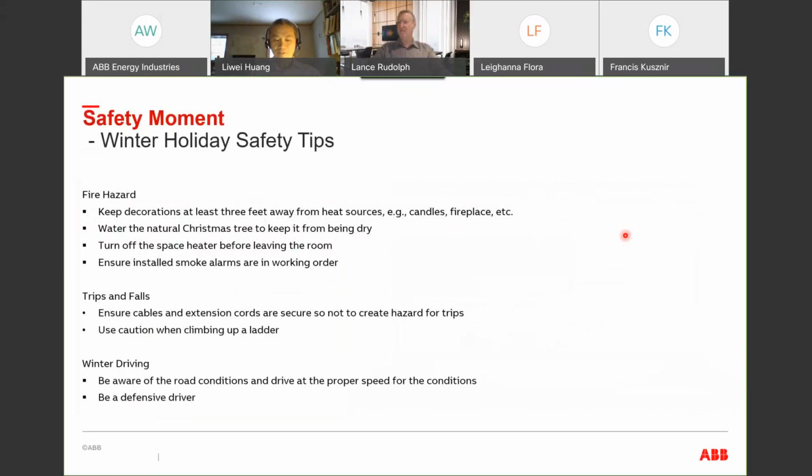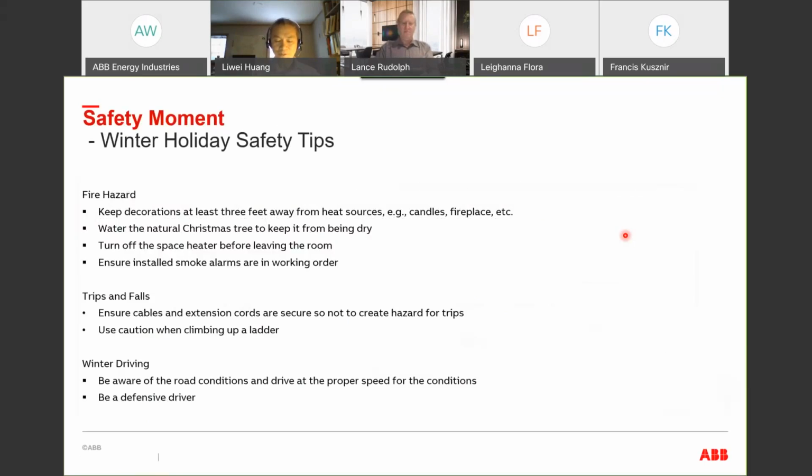Before we start, a safety moment on winter holiday safety tips. Fire hazard. Keep the decorations at least 3 feet away from heat sources, for example, candles, fireplace, and etc. Water the natural Christmas tree constantly to keep it from being dry. Turn off the space heater before leaving the room. And ensure installed smoke alarms are in working order.